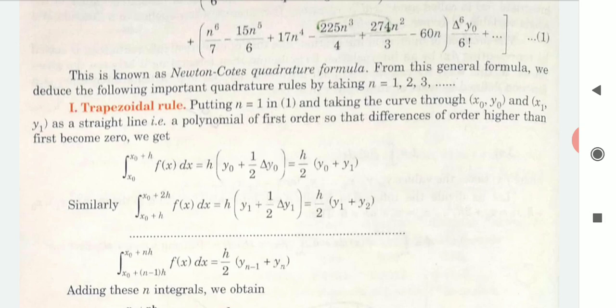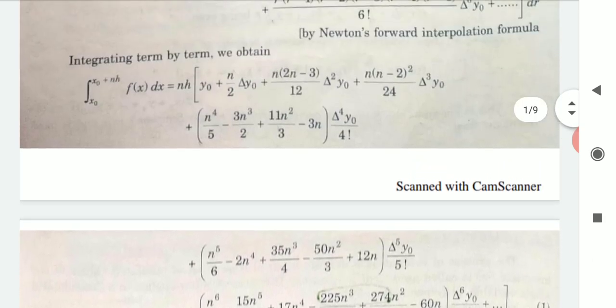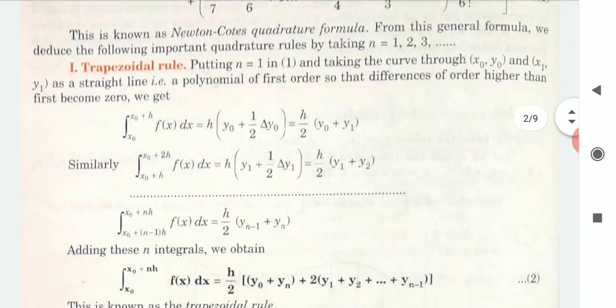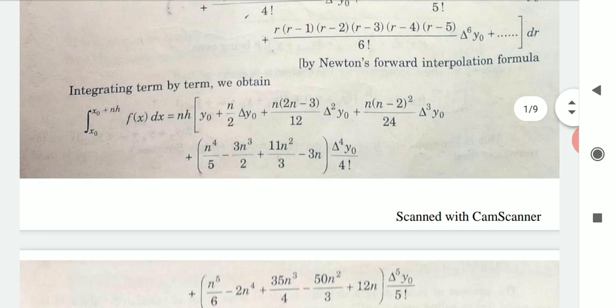It is just a matter of putting n is equal to 1 there and nothing more. So what will we get? Put n is equal to 1 in this big formula, integration x0 to x0 plus 1h. Is it not? Since it is nh, there you will get only 1h, like that. And only first order terms you have to keep. So after delta y0 nothing will come.